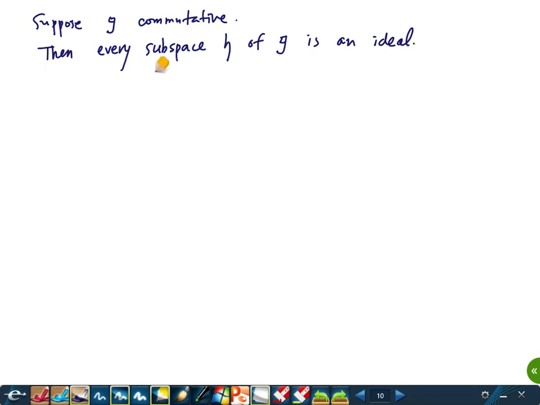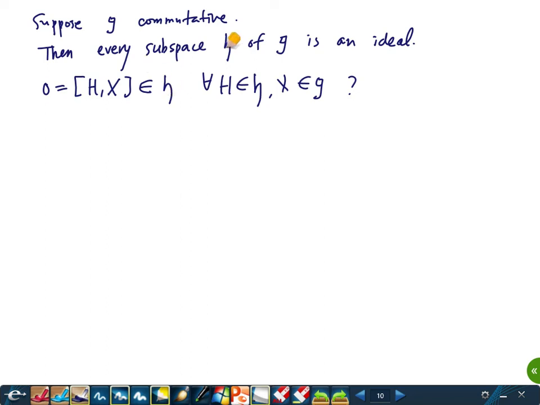So ideal means the subspace which is an ideal in the usual sense for a ring. I think I wrote x, but it doesn't matter. It has to commute with this minus sign. So we want to know whether this is in H for all h in H, x in G. Is this true? Yes, because commutative means this is always zero, so it's there. So if it's a subspace, this condition is trivial, it's always true. So it's just an ideal. In the commutative case, ideals are exactly the same as subspaces.